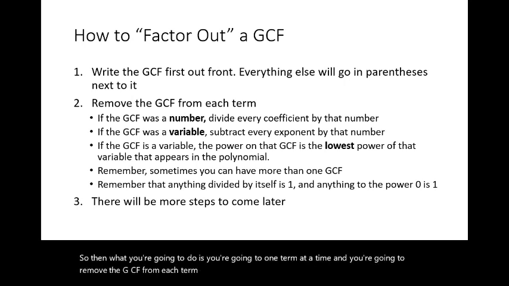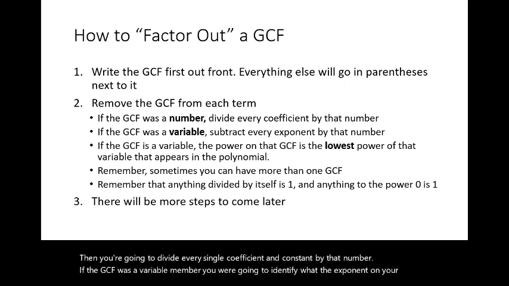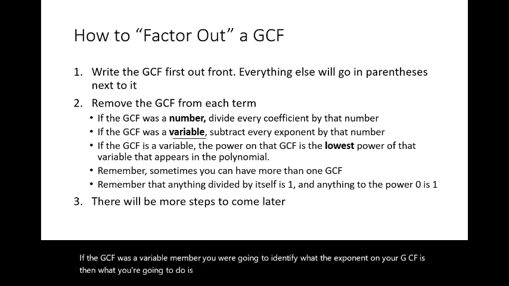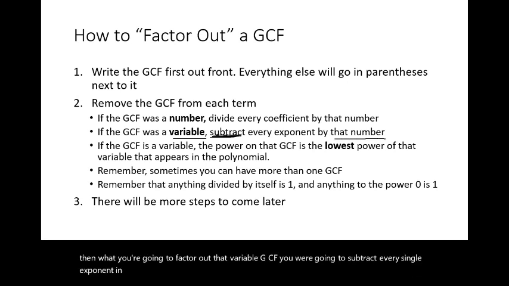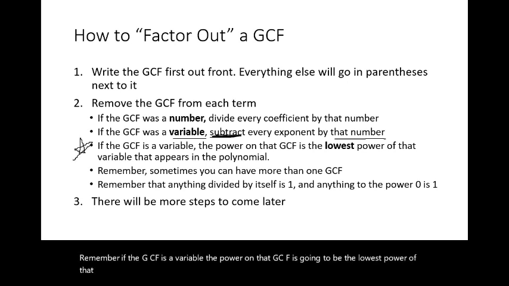So if the GCF was a number, then you're going to divide every single coefficient and constant by that number. If the GCF was a variable, remember, you are going to identify what the exponent on your GCF is. Then to factor out that variable GCF, you are going to subtract every single exponent in the polynomial by that power that you're factoring out. Now remember, if the GCF is a variable, the power on that GCF is going to be the lowest power of that variable that appears in the polynomial. And when you factor it out, you're going to subtract every exponent by that power.